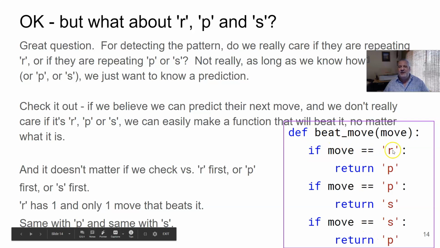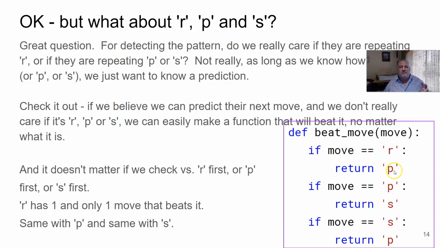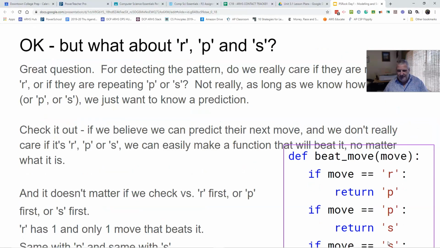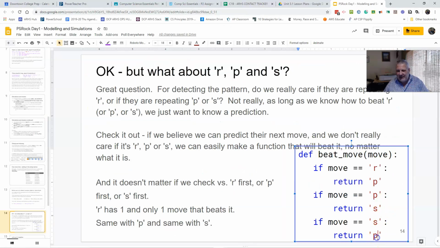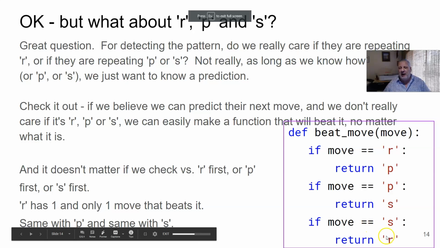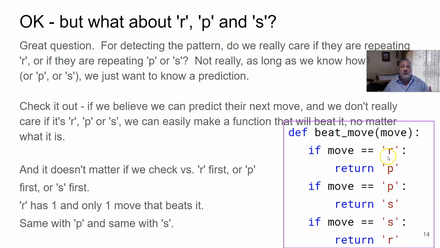It has: if the move is rock, return paper. Paper is the move that will beat them. If the move is paper, return scissors. If the move is scissors, return paper. I screwed that one up. See, teachers make mistakes all the time. That's why we do this stuff online. We don't chisel it into stone. So if they throw scissors, we should return rock. Rock beats scissors. Okay? That'll be clear in the next page.